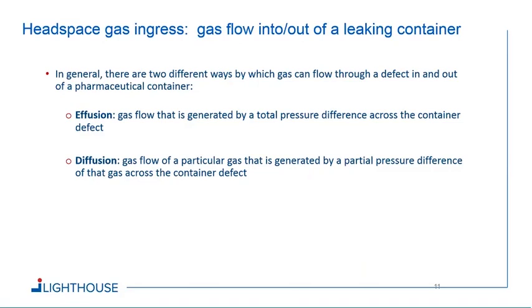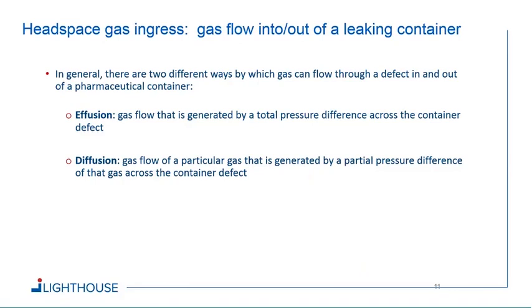Okay, so let's start talking about headspace gas ingress. And what I show here, these bullet points, is how gas can in general flow through a defect in and out of a pharmaceutical container. And so there are basically two regimes. The first one described is effusion. So this is gas flow that is generated by a total pressure difference across the container defect. So the pressure outside the container is different from the pressure inside, and this creates a driving force which can drive gas molecules in or out of the container.